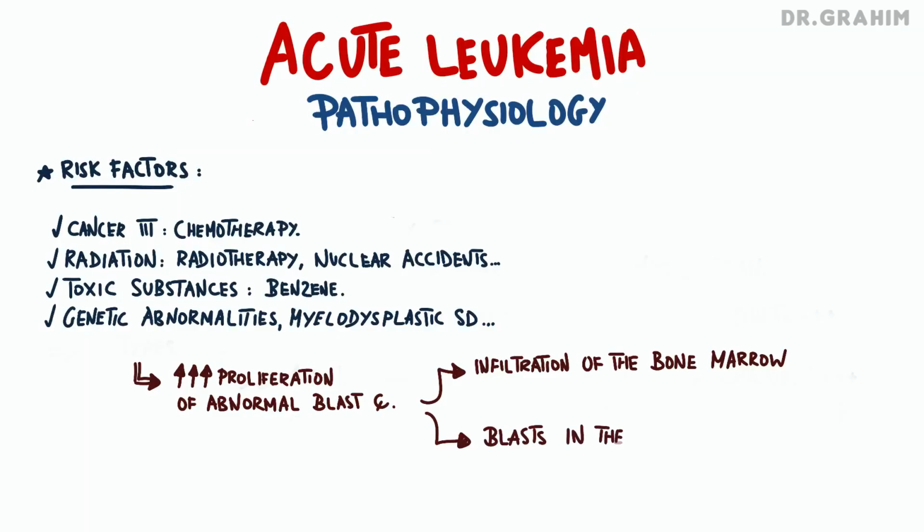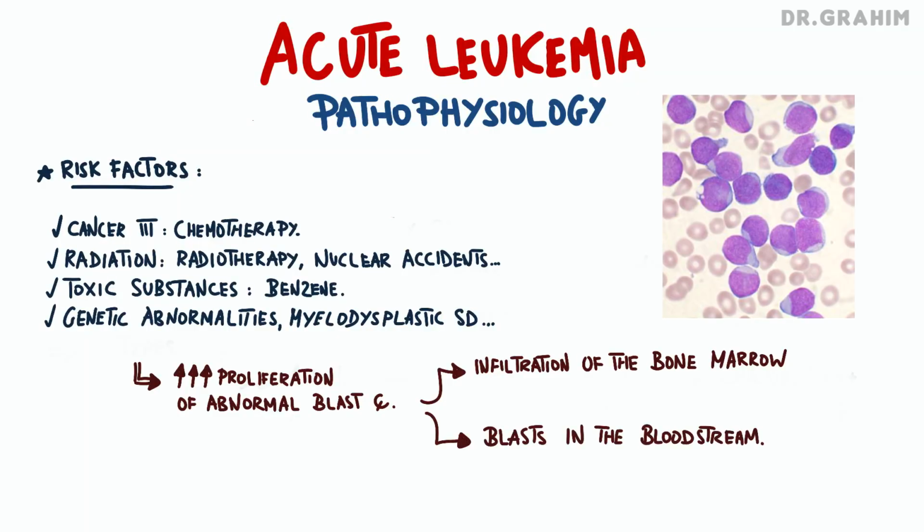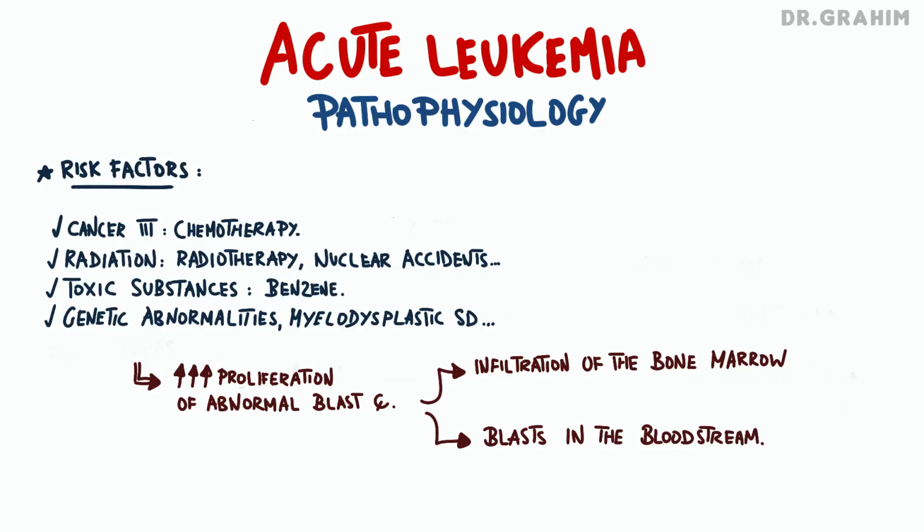Secondly, the circulation of blasts in the bloodstream. Once in the blood, these cells or blasts can invade other tissues or peripheral organs, such as the lymph nodes, liver, spleen, or even the central nervous system, which causes what we call a tumor syndrome.